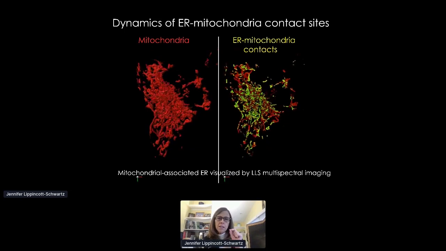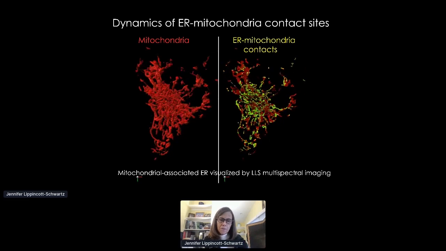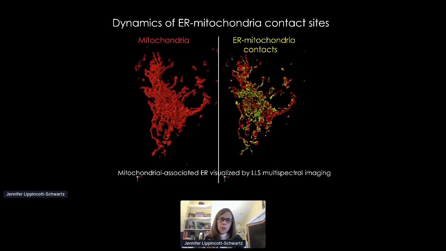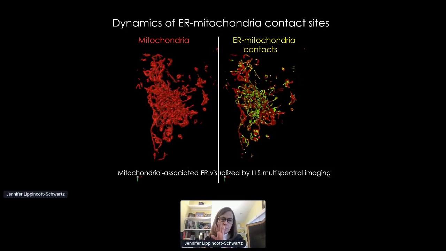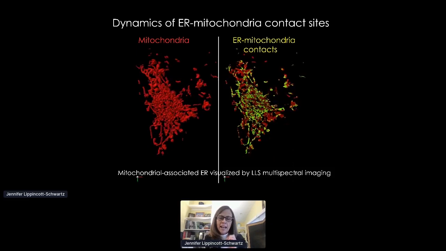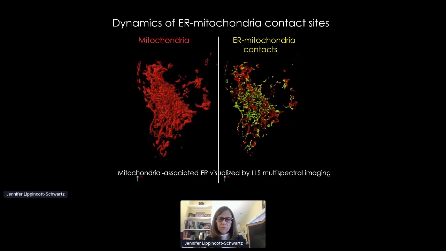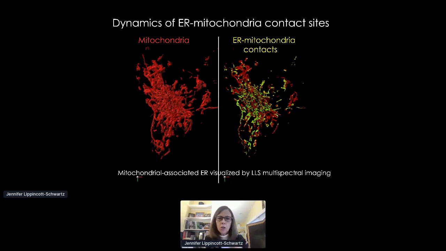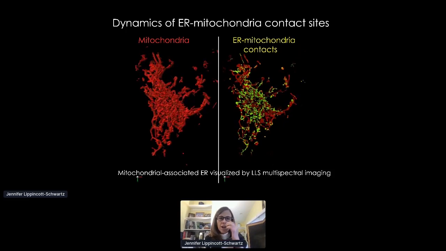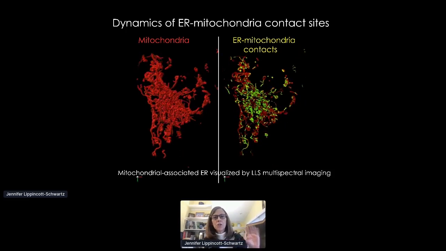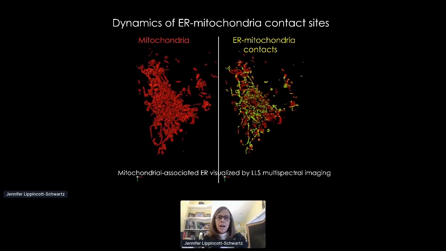And that's illustrated in this movie here, where we can segment out the mitochondria, as shown in the left, and then we can superimpose the localization of the ER on that mitochondrial surface and look at how those contacts are dynamically remodeling over time. And it's very significant. They're changing all the time. I mean, when you look at these FIB-SEM images, as you just saw in Aubrey's spectacular talk, it's a snapshot.